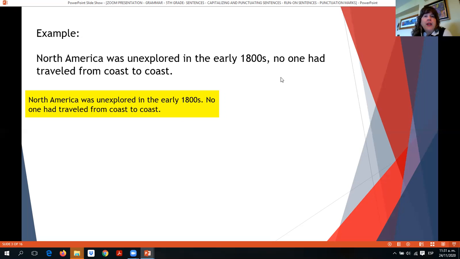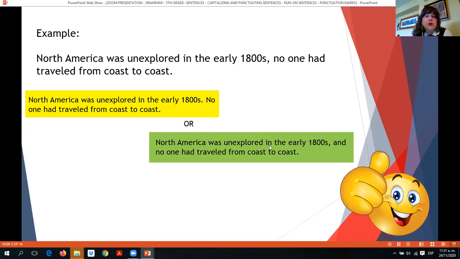Or we could rewrite it as a compound sentence, as I said before, like this. We could say, North America wasn't explored in the early 1800s, and no one had traveled from coast to coast. See that we're adding a comma here and the word and. We're rewriting this sentence as a compound sentence. It's more fluid, it's more understandable, and it sounds better when you add the pause, the comma, and the word and. Well, in fact, you already had the comma, but you needed the word and, okay?